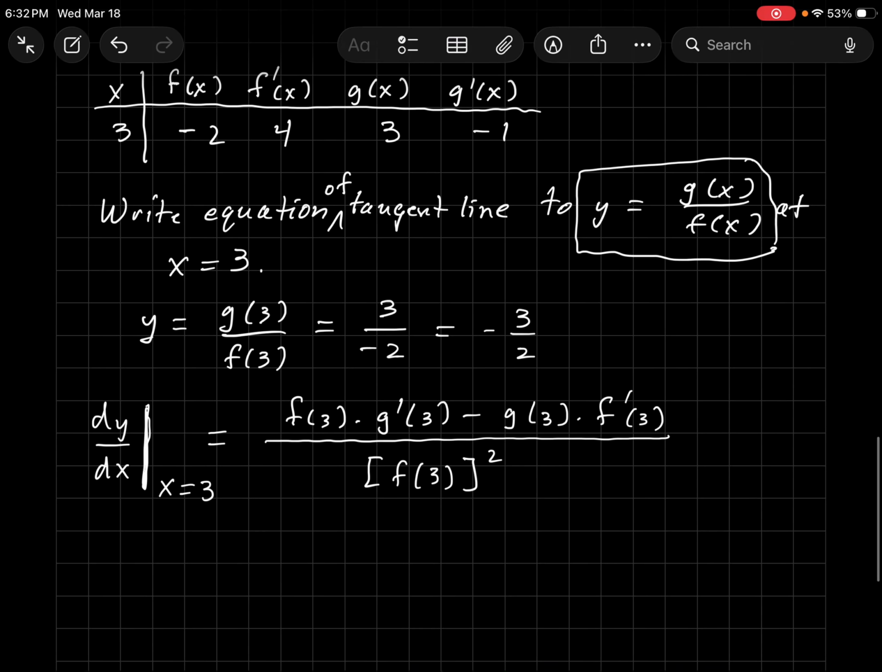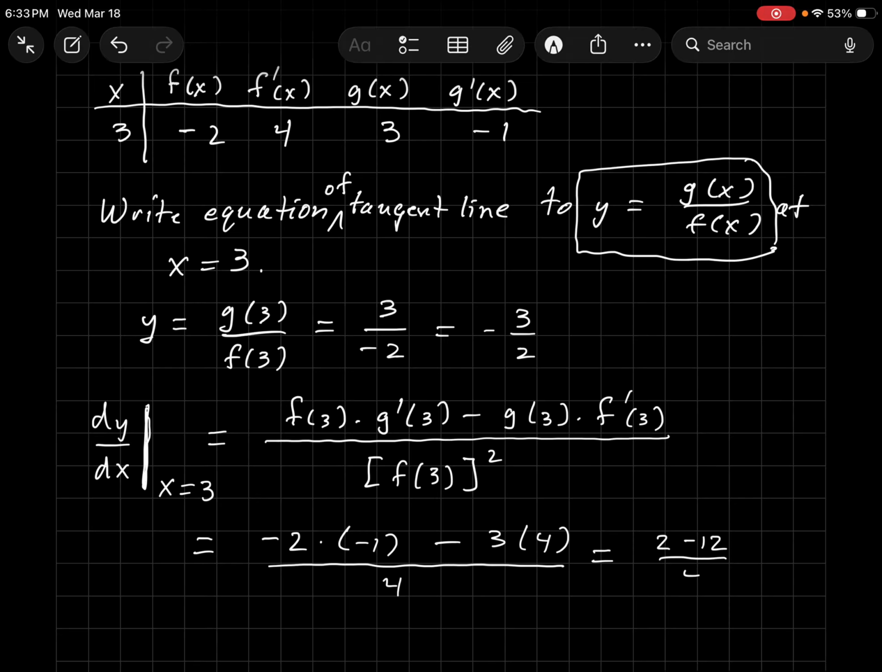And we'll plug some numbers in. We get f of 3 is -2 times g prime of 3, -1, minus g of 3 times f prime of 3 over f of 3 all squared, so 4 down there. Then we get 2 minus 12 over 4, which is -10 over 4, or -5/2.